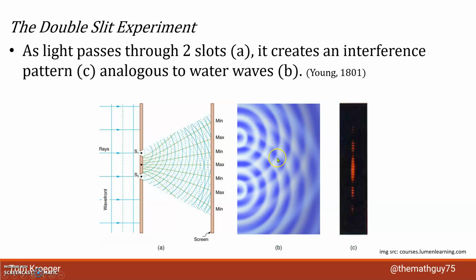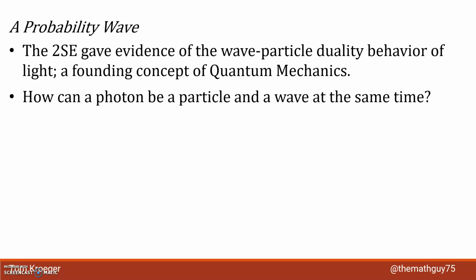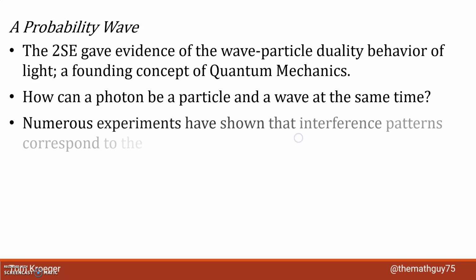This was a really interesting thing that came up, and people would wonder, why does it do that? If light was a particle, this photon, shouldn't it just go straight through? After all, that's what experiments with bullets and things like that did. But that's not what happens. It creates this interference pattern. So this gave evidence of what was called the wave-particle duality behavior of light. This was the founding concept of quantum mechanics. And the big question was, how can a photon be a particle and a wave at the same time? Well, it was really confusing to people.